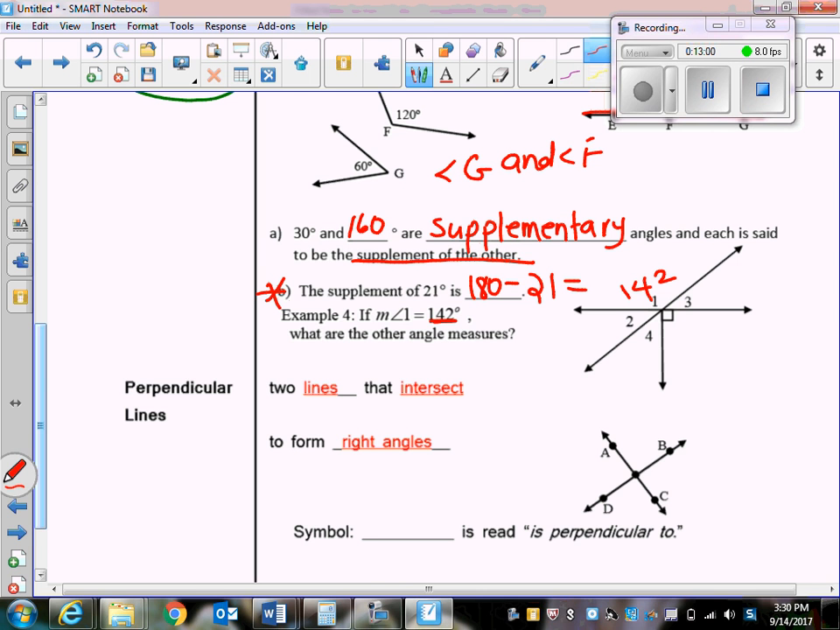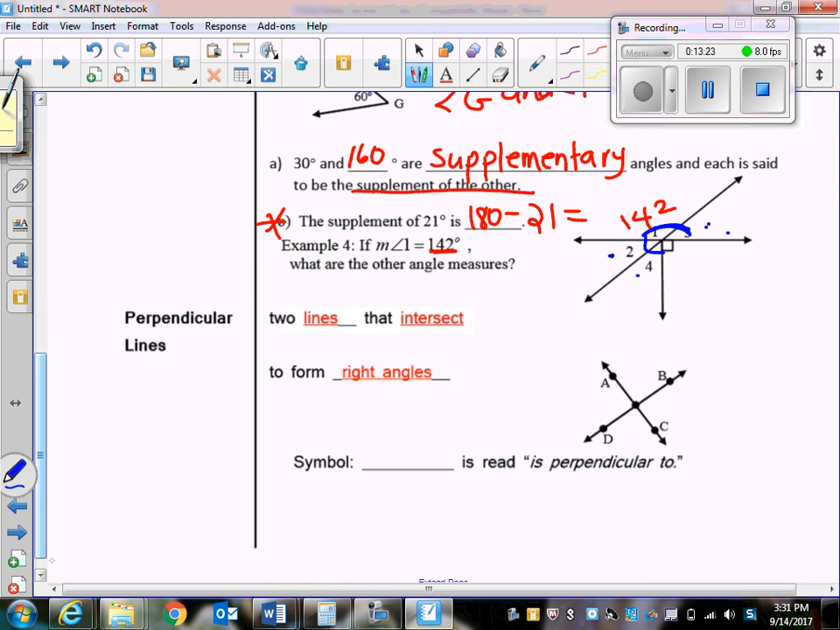The best way is, I want you to solve for all the angles. Just remember, they're supplements. So find 3. Once you find 3, you can find 2 because they are vertical angles. Once you find 2, you can find 4 because this is 90 degrees. So try to do it yourself, then we'll go over it in class next time.